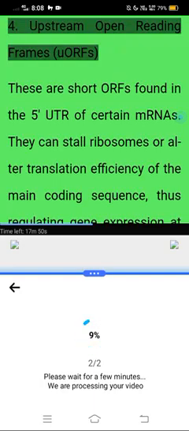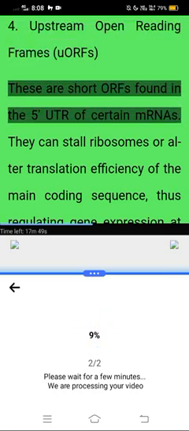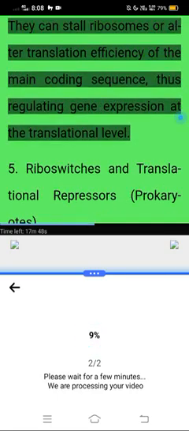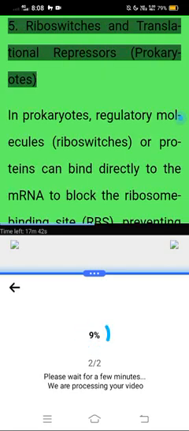4. Upstream open reading frames, uORFs. These are short ORFs found in the 5' UTR of certain mRNAs. They can stall ribosomes or alter translation efficiency of the main coding sequence, thus regulating gene expression at the translational level. 5. Riboswitches and translational repressors in prokaryotes.